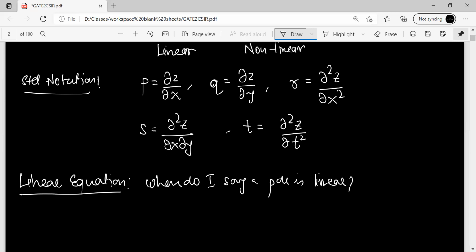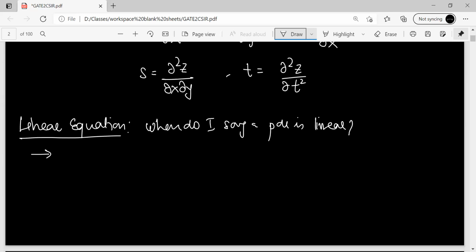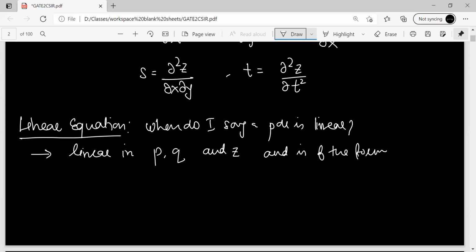Okay, so all I need to check, I'll write down in simple terms. It should be linear in P, Q, and Z, and is of the form this is into small p. See, there is a difference between this capital P and the small p, which you need to take care of.